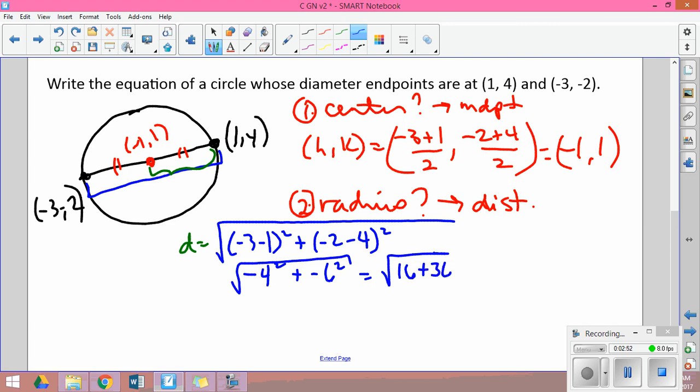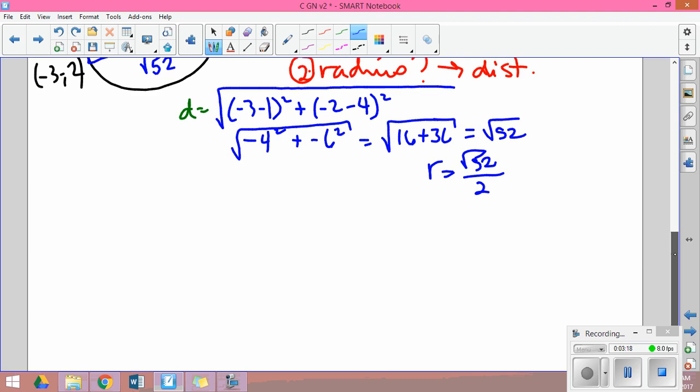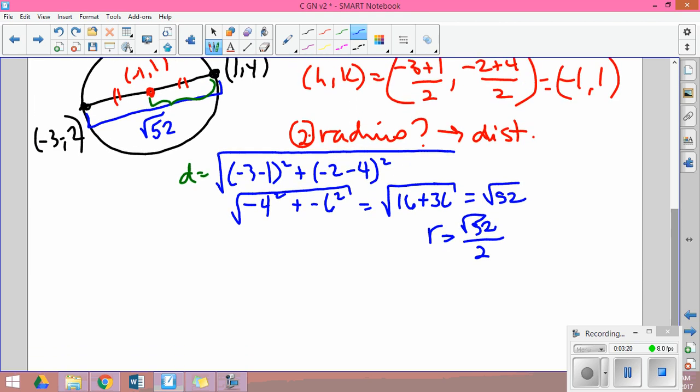Again, please note that those are always positive. 16 plus 36 is the square root of 52. I'm going to leave that as the square root of 52. That is the length of the diameter. So that means the radius is the square root of 52 divided by 2. I know that looks kind of ugly, but when I put it into my equation, it's actually going to clean up pretty nicely for me.